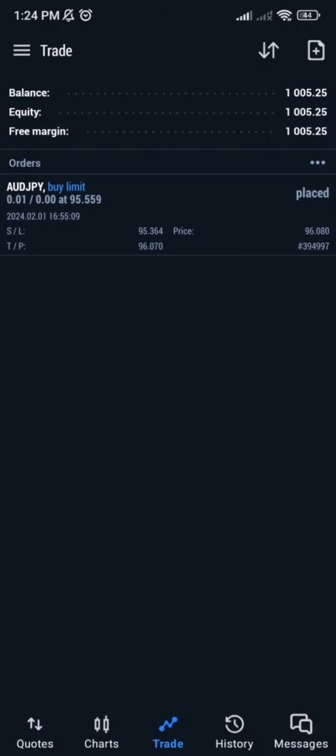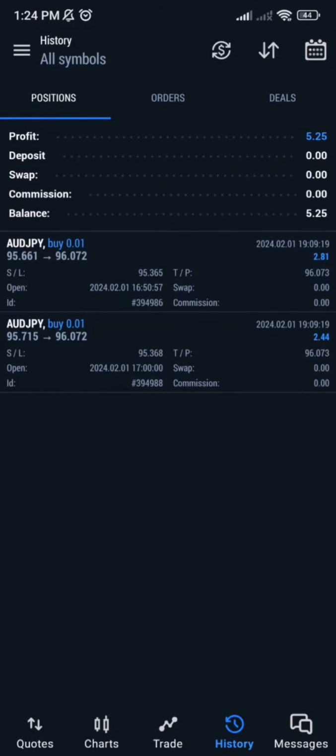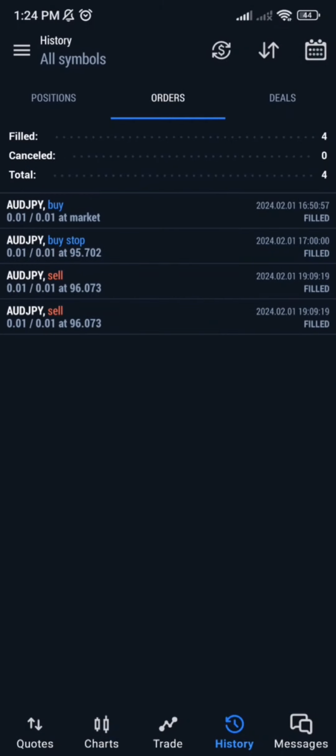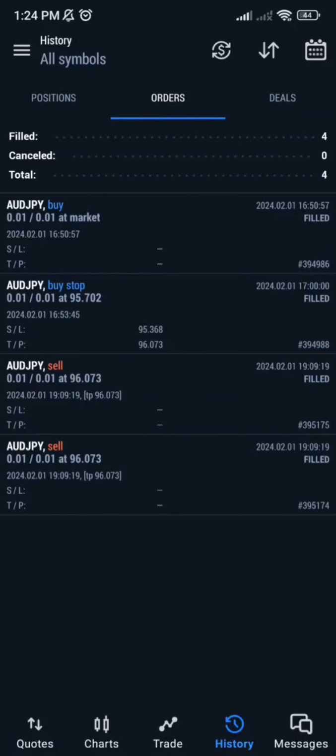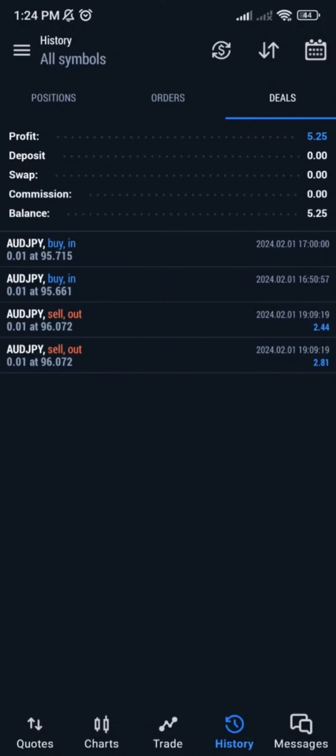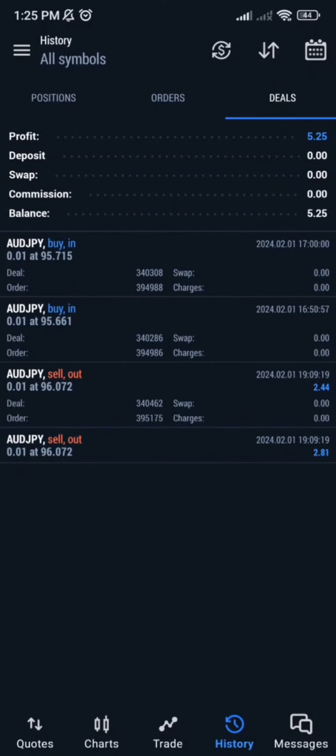If you were to go to history, you would see that the positions would have been knocked out at their target profit. If you go to orders, you would see that you would have 4 filled positions. The 2 at the bottom, of course, being the target profit. And if you go to your deals, you will also see the information about the positions.